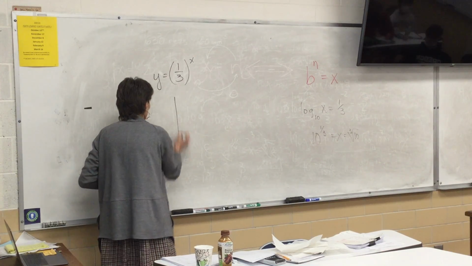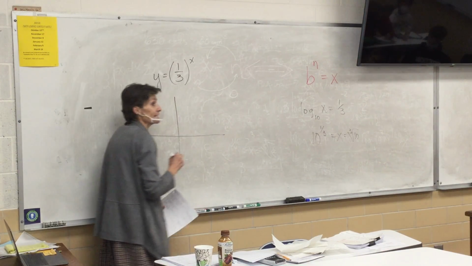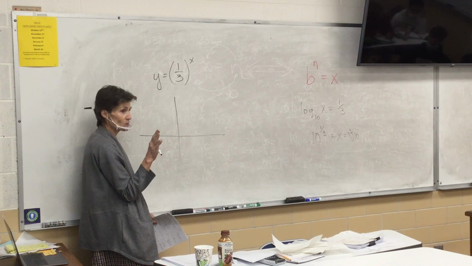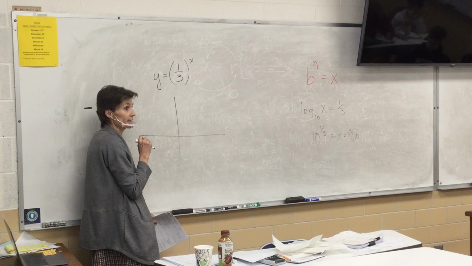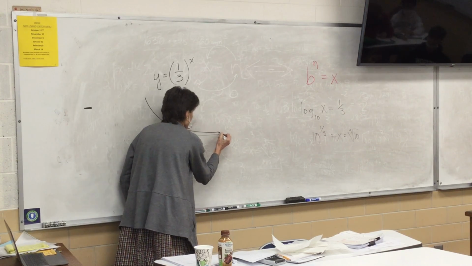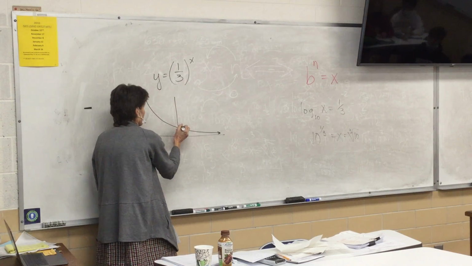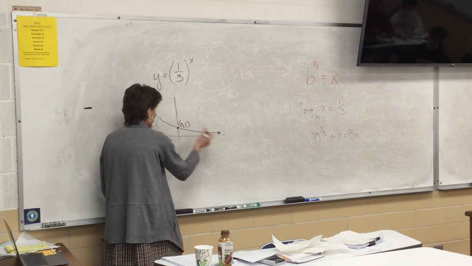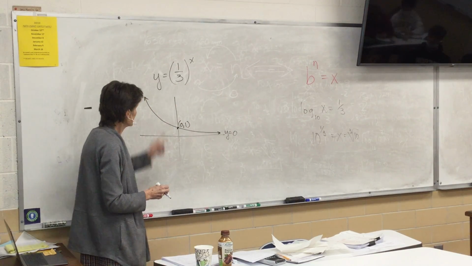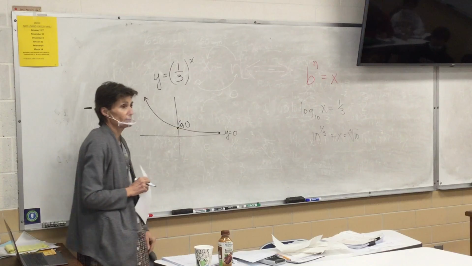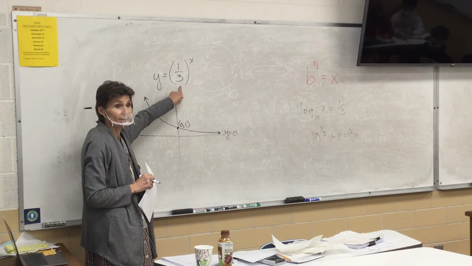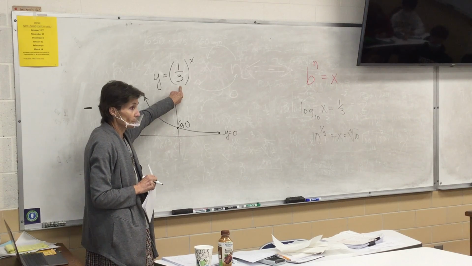All right, so what does this look like? Well, many of you said decay. Which it is decay, absolutely, that doesn't answer the question, but it definitely is a decay problem. So the picture of it would look like this. Like all exponentials, it has an asymptote at 0 and goes through 0.01. And this one's decreasing because that number is less than 1.